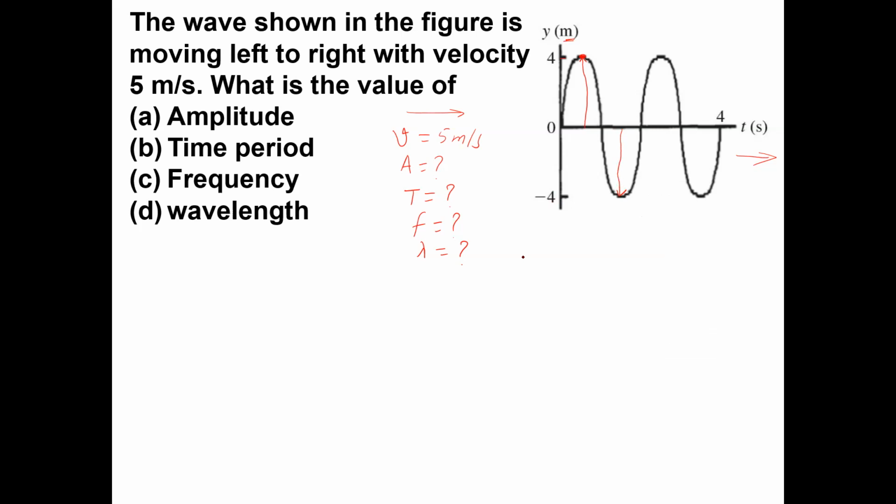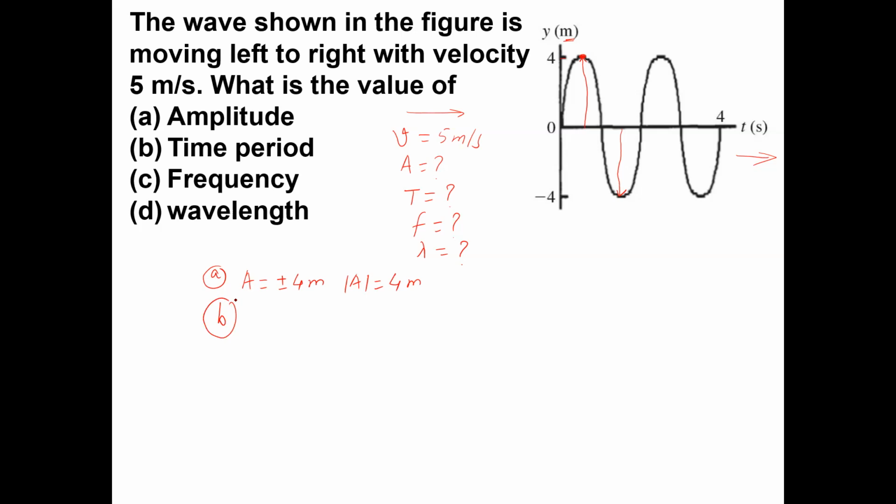So the maximum displacement in either direction is the amplitude. If you want to solve for A, the amplitude is equal to plus or minus 4 meters. If you want to write the magnitude, that is 4 meters. Yes, the amplitude is 4 meters. It means it's vibrating a maximum of 4 meters in either direction of its mean position. So for B, you have to calculate the time period.